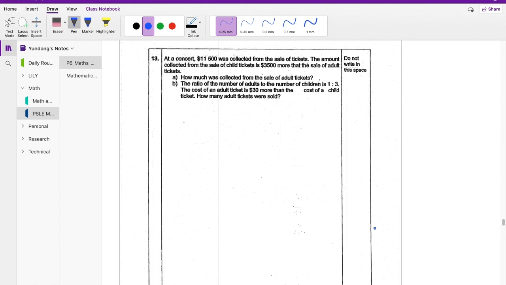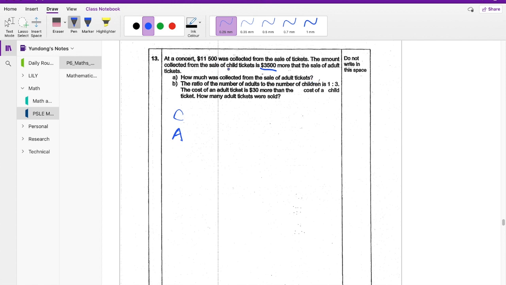Okay, let's see question 13. At a concert, 11,500 was collected from the sale of tickets. The amount collected from the sale of children tickets was 3,500 more than sales of adult tickets. So we see that there are two types, one is child, one is adult. First one, how much was collected from the sales of adult?